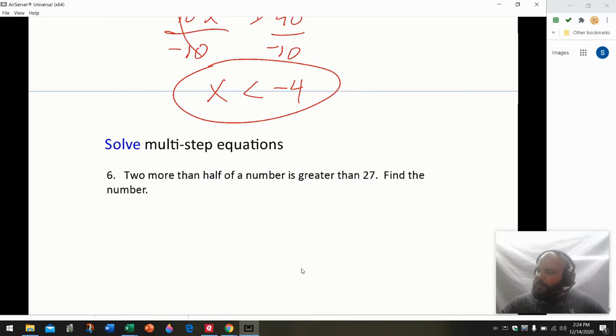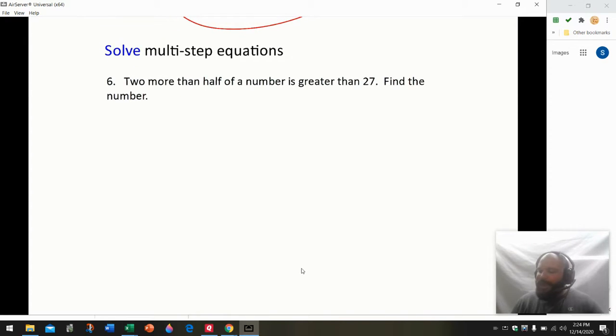All right, we're going to try another one of these. It says 2 more than half of a number is greater than 27. So there again, 2 more than, which means add, half of a number, 1/2 x, and then that is greater than 27. So there's our linear inequality, and we now need to solve it. Now, this one's not nearly as complicated as the last one because it's only a 2-step. It's not variables on both sides and having to combine like terms or distribute or any of that stuff. So we just need to get the x by itself.